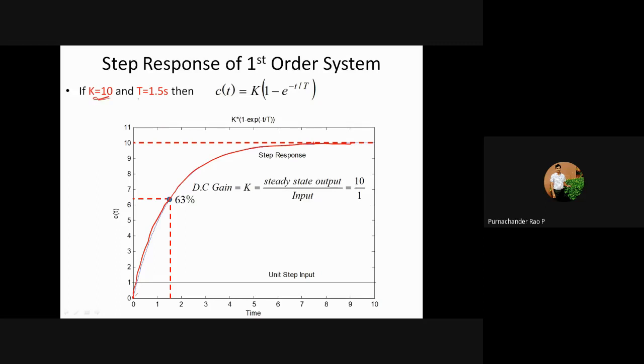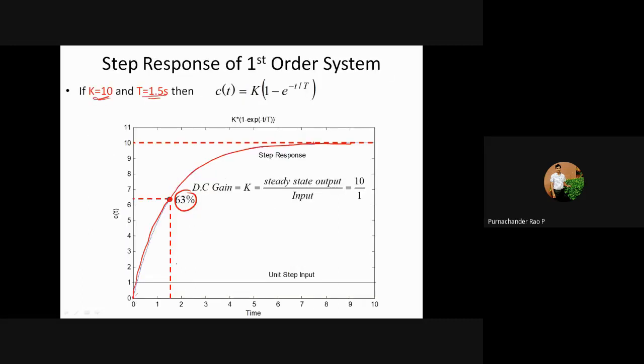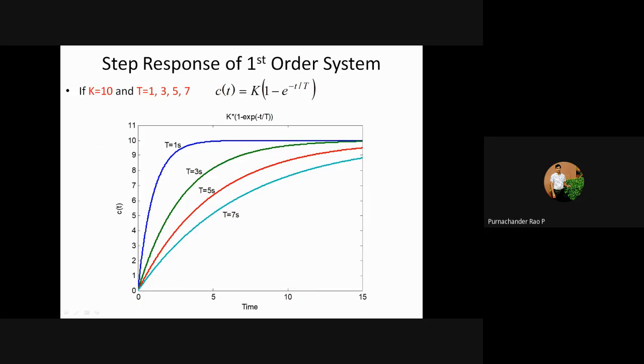If K is equal to 10 and your time constant is 1.5 seconds, the response is reaching 63.2% of the final value in one time constant. If the time constant is increasing, it takes more time to reach. Here, with t equal to 1 second, it reaches the final value here only. But when the time constant is increased, it reaches the final value here. With 5 seconds, it is going to be here, and with 7 seconds, somewhere else. So as the time constant of the system increases, it takes more time to reach the final steady state value.